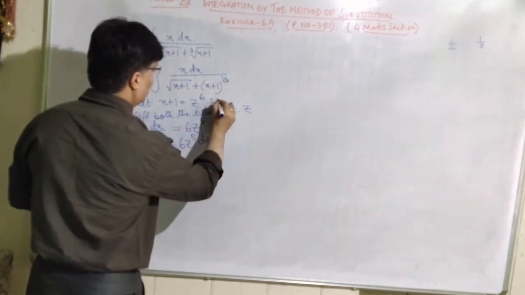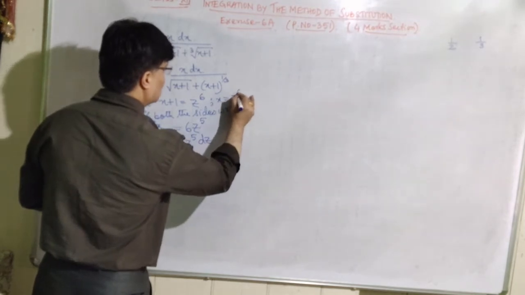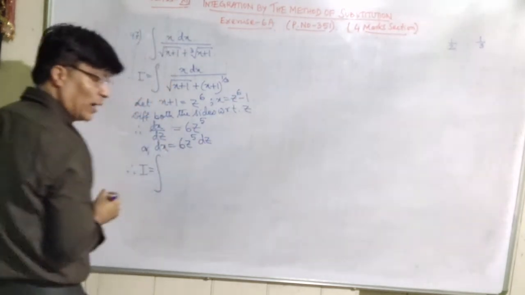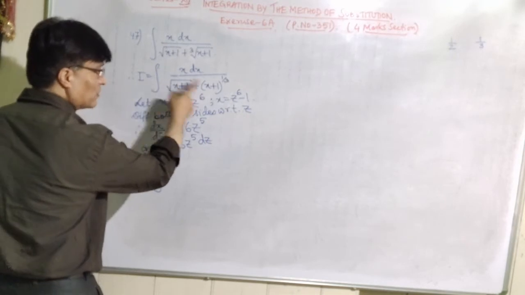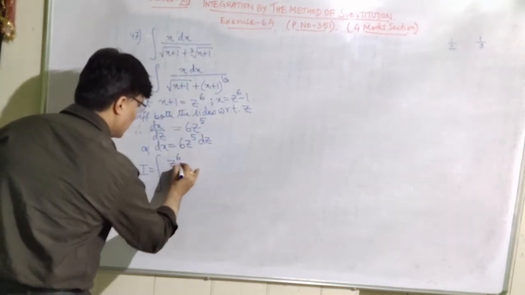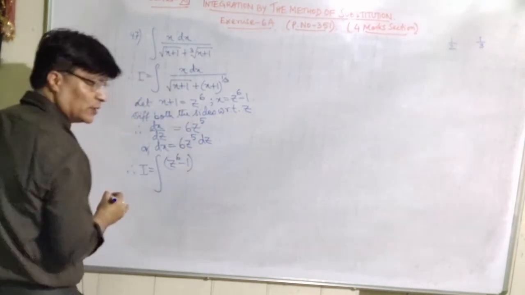So from here, what is the value for x? It is z to the power 6 minus 1. So let us put it out here. What is the value for x? It is z to the power 6 minus 1. Let us keep it within bracket.